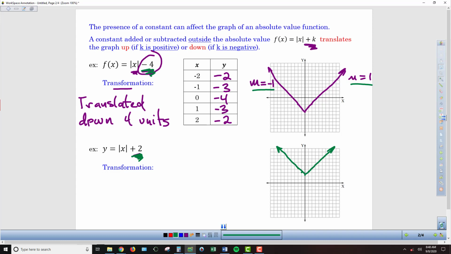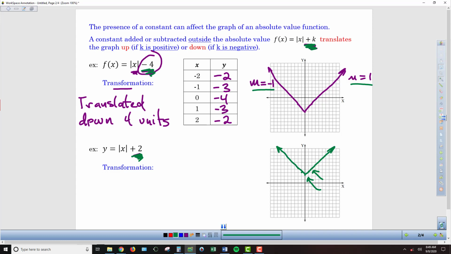And I can confirm that by plugging in a couple values for x if I wanted to. If I plug in 0 for x, I'm going to get 2 as an output. You can see the bottom of the V is right here at 2. If we plug in 2 for x, absolute value of 2 is 2, plus 2 is 4. So that's going to give me this location right here. So the shape of the V is not being affected. The width, or how steep the sides are, how wide it is, is not being affected. It's just the starting point that's moving up and down as a result of this plus k.